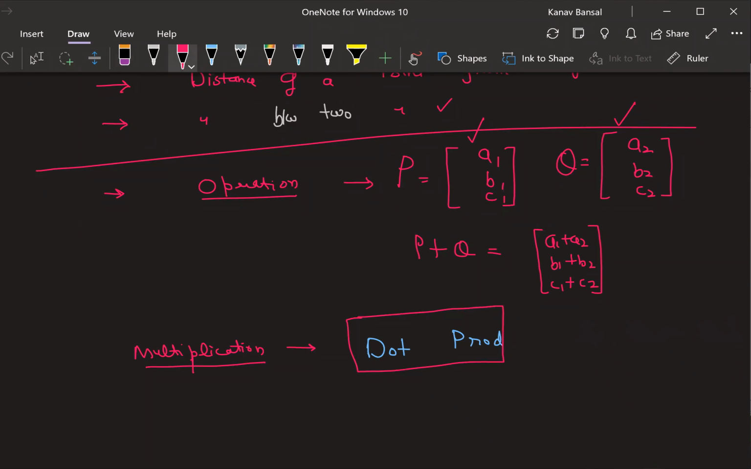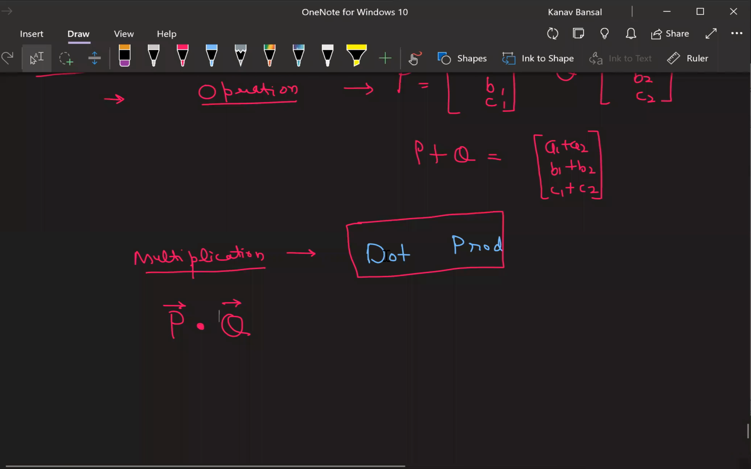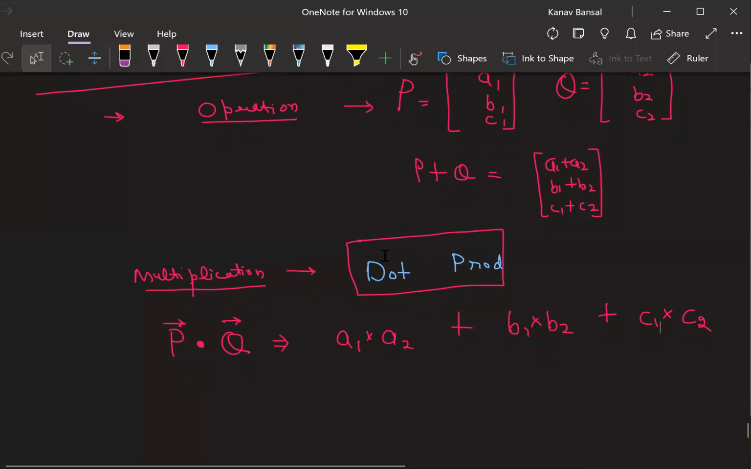So how do I represent the dot product? I have a vector P and a vector Q. I want to multiply them using a dot product, so I'll just put a dot here. We can also put vector symbols on top of P and Q to show that these are two vectors. And how do we compute the dot product? I multiply the components: A1 into A2 plus B1 into B2 plus C1 into C2. I'm just doing a component wise multiplication of these two vectors. Is it clear to everyone?